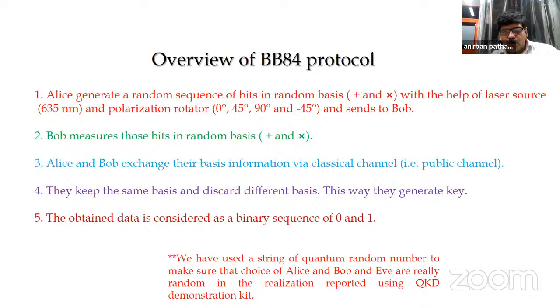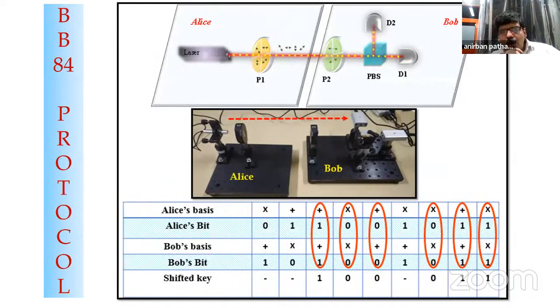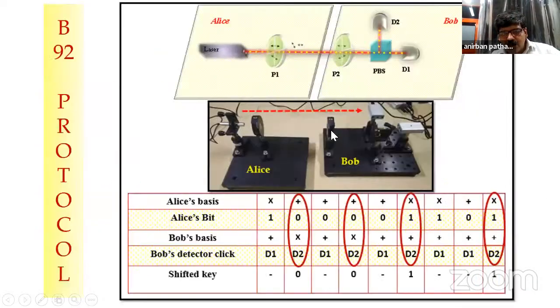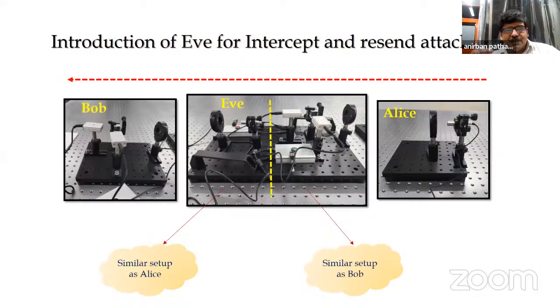The BB84 protocol I explained. So how do I do it in the lab? There is a laser, it comes and we send it to a polarizer and then to another polarizer. This is Bob's site. And we check in a similar way whether, when the basis is the same, I'm getting the same result or not. I'll skip these things. So this is the setup in the lab.